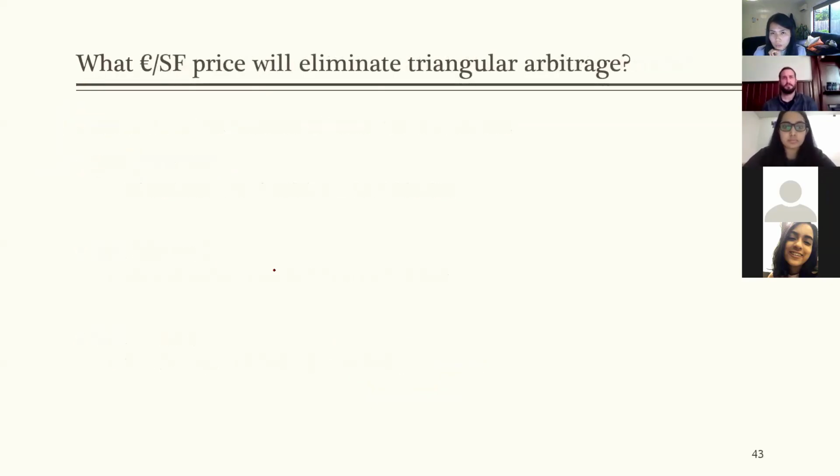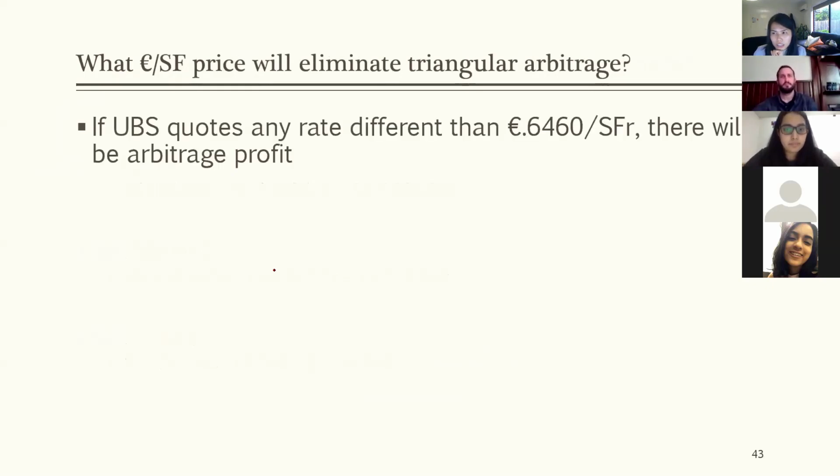Final question: what euro over Swiss franc exchange rate would eliminate triangular arbitrage? The short answer is the cross rate between the euro and the Swiss franc should be the same as the direct quote from UBS for no arbitrage to happen. Because we have run out of time, I'll revisit this question next week when we come back. I want to spend a bit of time on this question as well to make sure we understand triangular arbitrage.